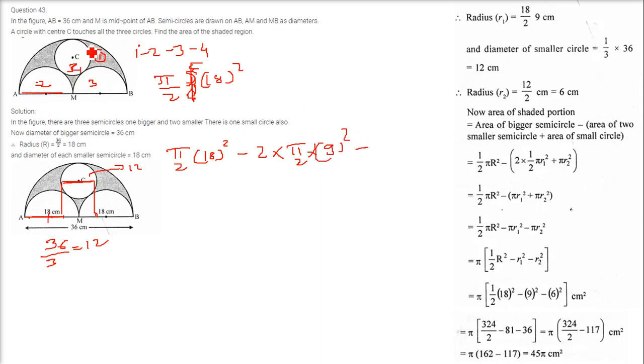Now subtracting this one. As I said, the radius is 1 by 3rd of 36. I explained how, 12. So the diameter is 12, so the radius will be 6. Again it is a circle, so I'll take full pi r square, pi into 6 square. If I compute this and don't multiply pi, it will be 45 pi. You can write it like this, centimeter square.